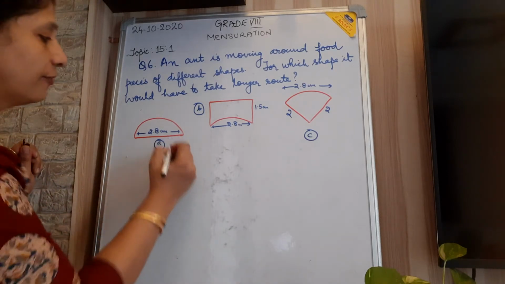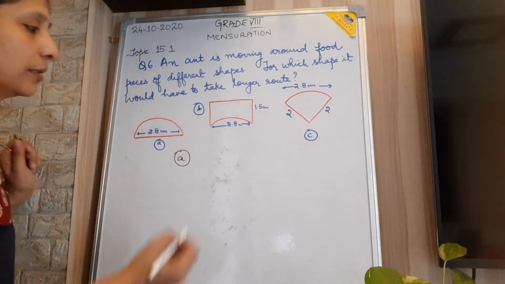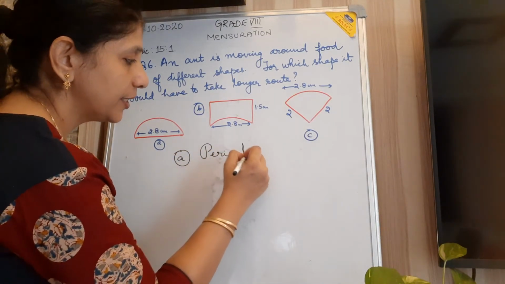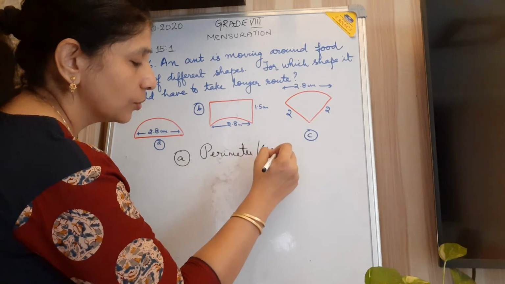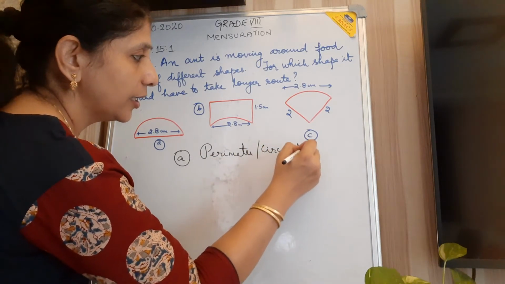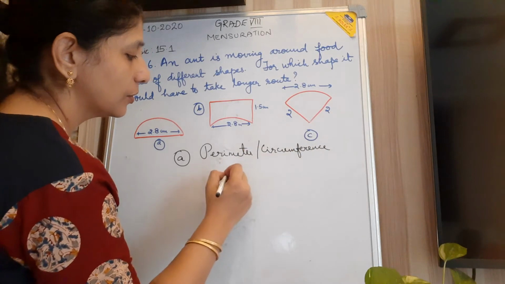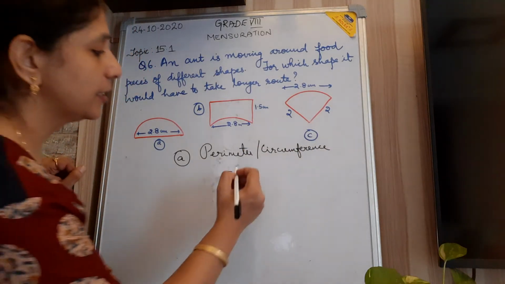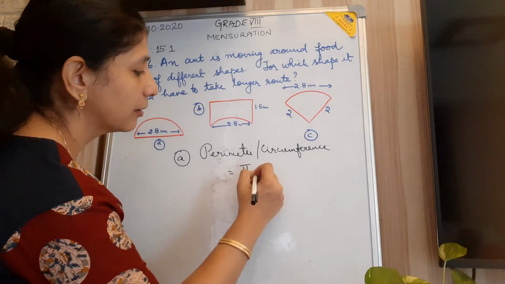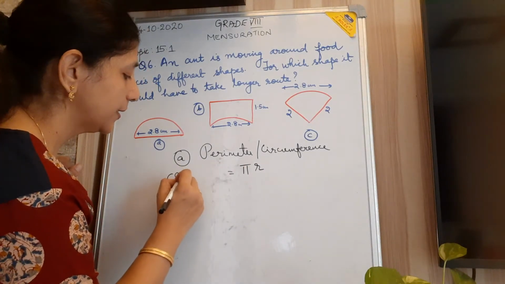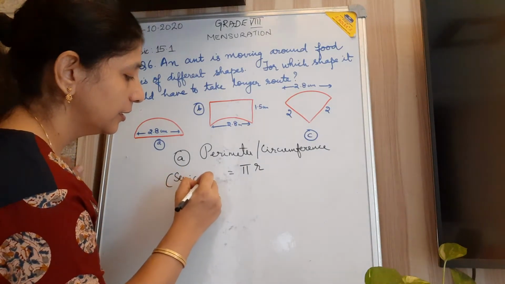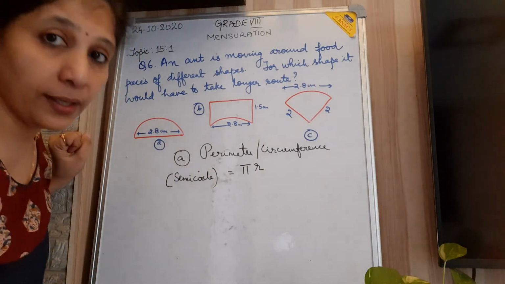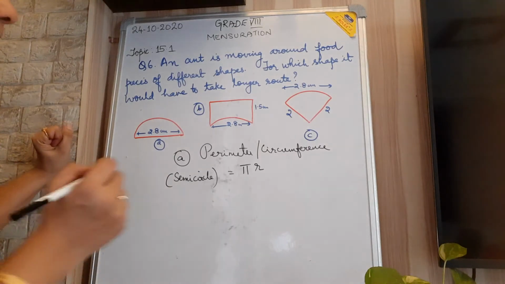So what is the shape? First shape is a semicircle. So perimeter or circumference of the semicircle, what is it? Going around means it is not area, it is circumference. So circumference is pi r, because the shape is a semicircle. Semicircle means half of the circle. For the full circle, the perimeter is 2 pi r. So for half of the circle, it is pi r.